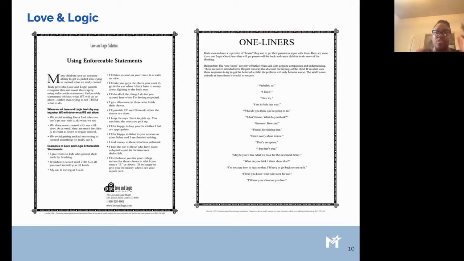And most kids will look at you like, what? That's all you got? It shocks them, but it also lets them know that the behaviors they're doing are really not affecting you. And a lot of times most kids will change those behaviors. Then we have some enforceable statements. Now, I can't really see what they say because the words are small.